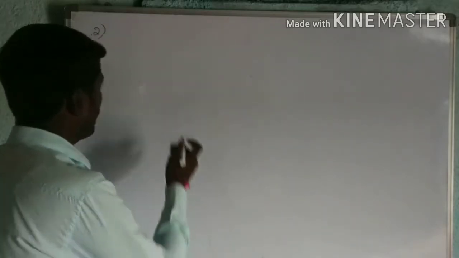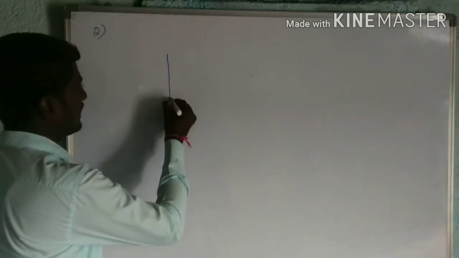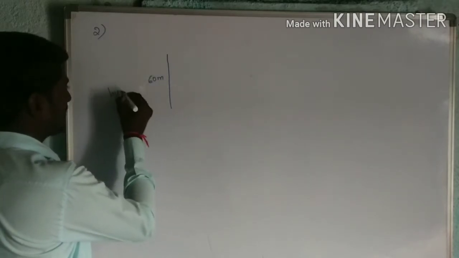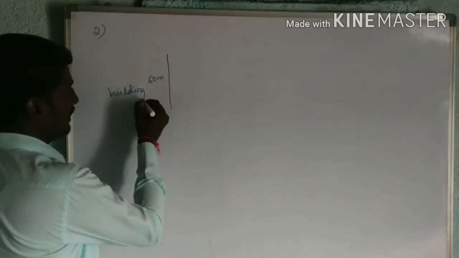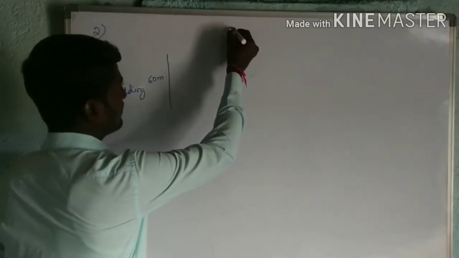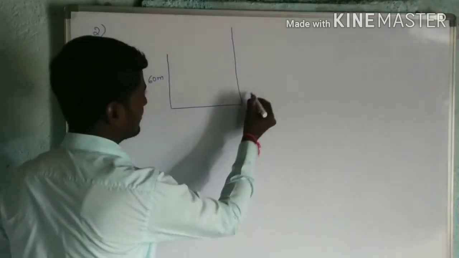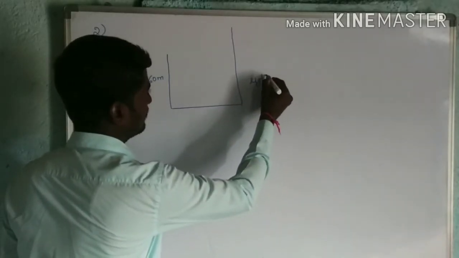Now there is one building. The height of that building is 60 meter, given. I'll take this as the building. And there is another one, the lighthouse. So let us take this as the lighthouse.